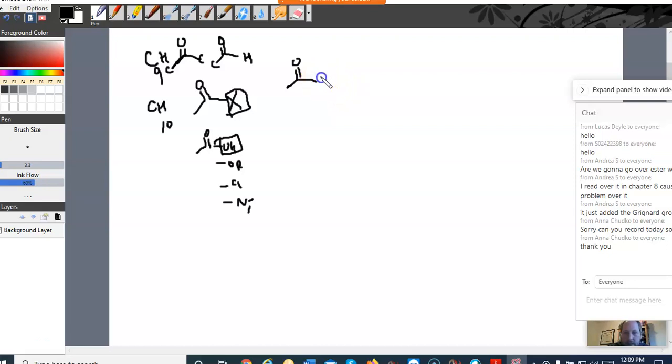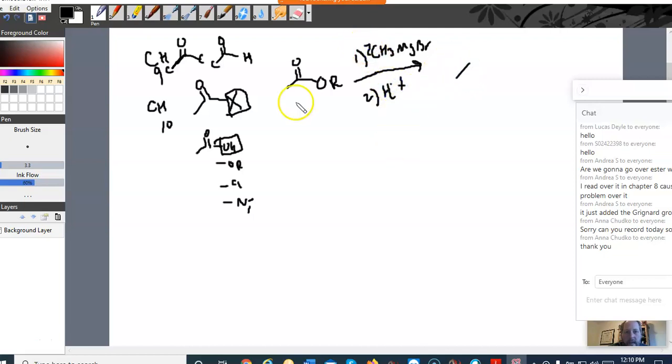So let's say we have here an OR group. Adding a Grignard to an ester, you usually add 2 equivalents of the Grignard. So let's say we add methyl Grignard, and then your second step is any acid.